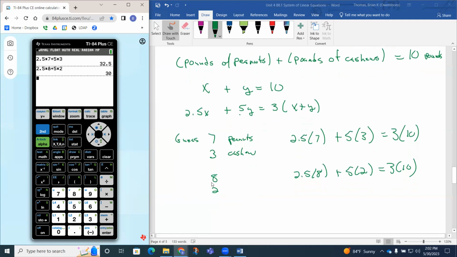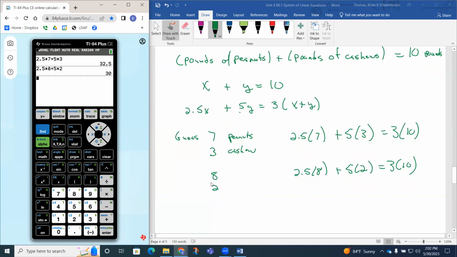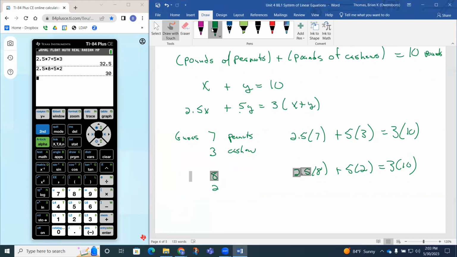Now, you could use algebra as well. You could say, I have a system of equations. I have x plus y. So x plus y is equal to 10. And I have this 2.5x plus this 5y. And if I multiply that through, that's going to be 3x plus 3y.